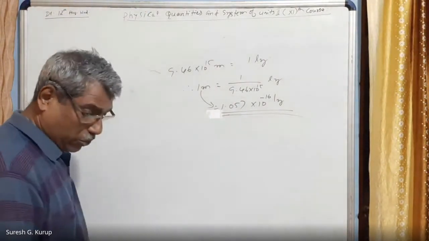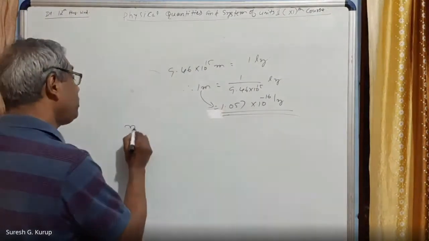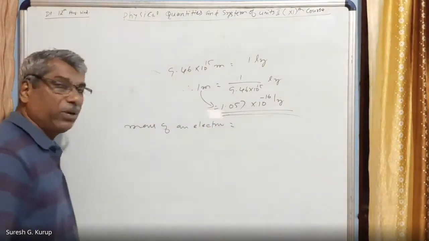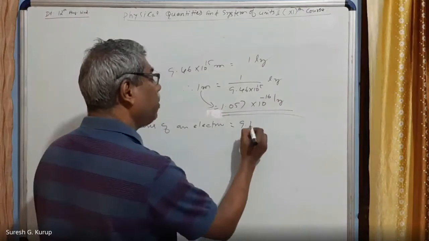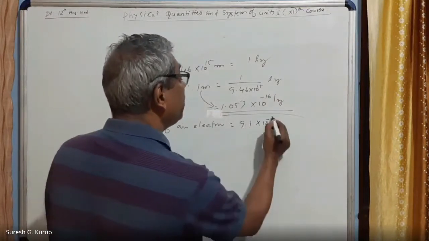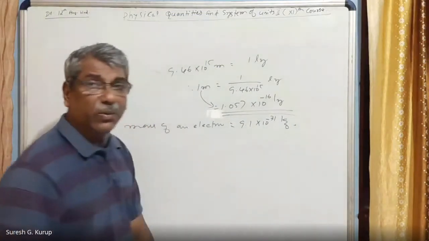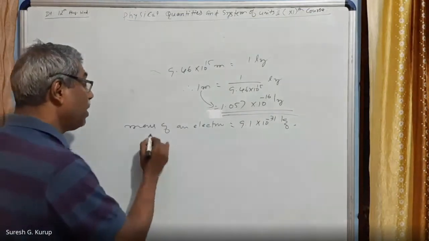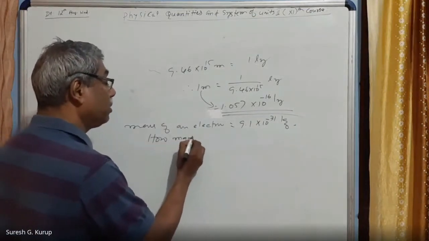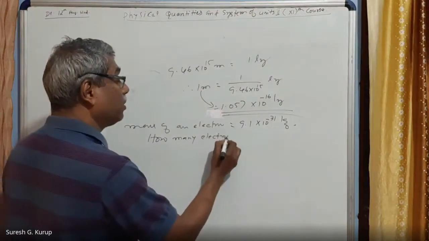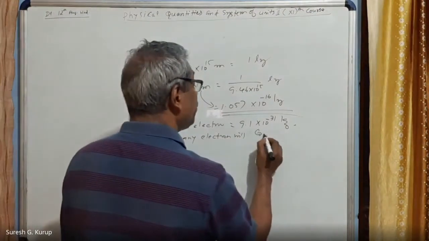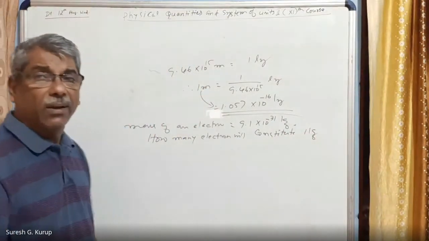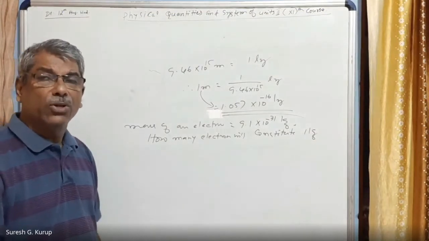Also, one more question. Mass of an electron is, everybody knows that, otherwise you must know it, 9.1 into 10 raised to minus 31 kg. How many electrons will constitute 1 kg? That's the question.